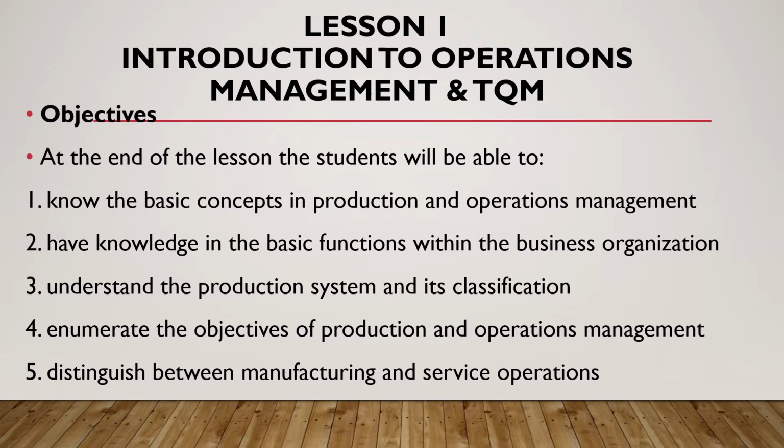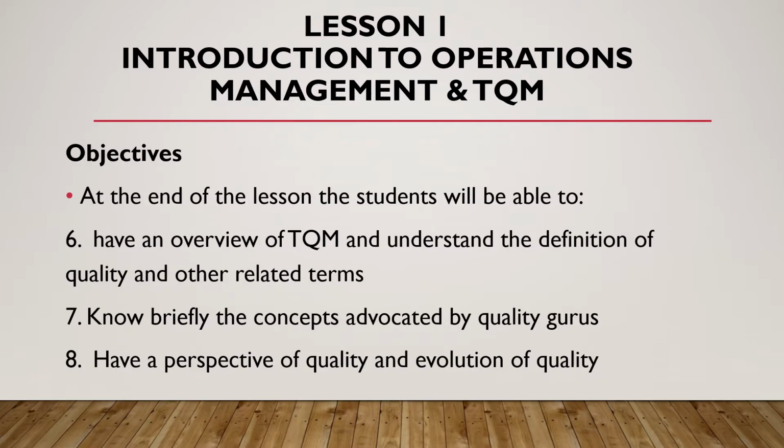For lesson number 1, we are targeting to attain the following objectives or learning outcomes. First one, know the basic concepts in production and operations management. You will have knowledge in basic functions within the business organization. You can understand the production system and its classification. Enumerate the objectives of production and operations management. You will be able to distinguish between manufacturing and service operation.